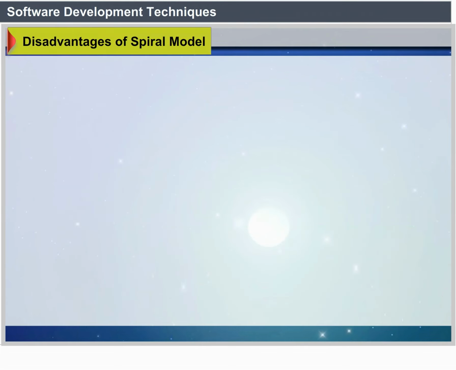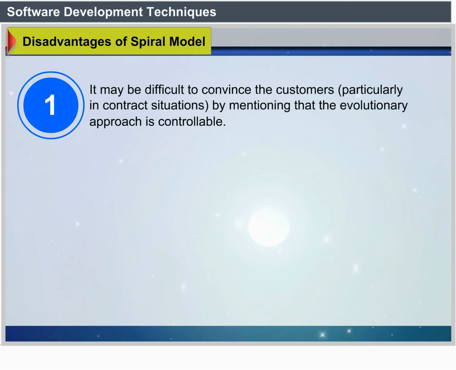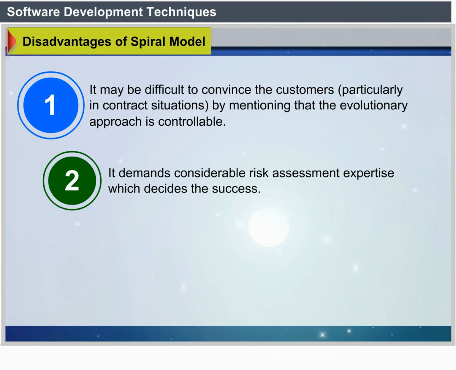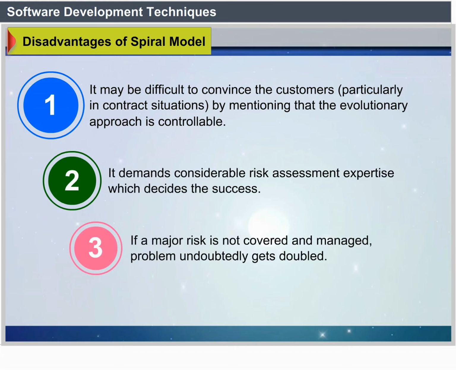Drawbacks of spiral model. It may be difficult to convince customers, particularly in contract situations, that the evolutionary approach is controllable. It demands considerable risk assessment expertise and depends on this expertise for success. If a major risk is not uncovered and managed, problems will undoubtedly occur.